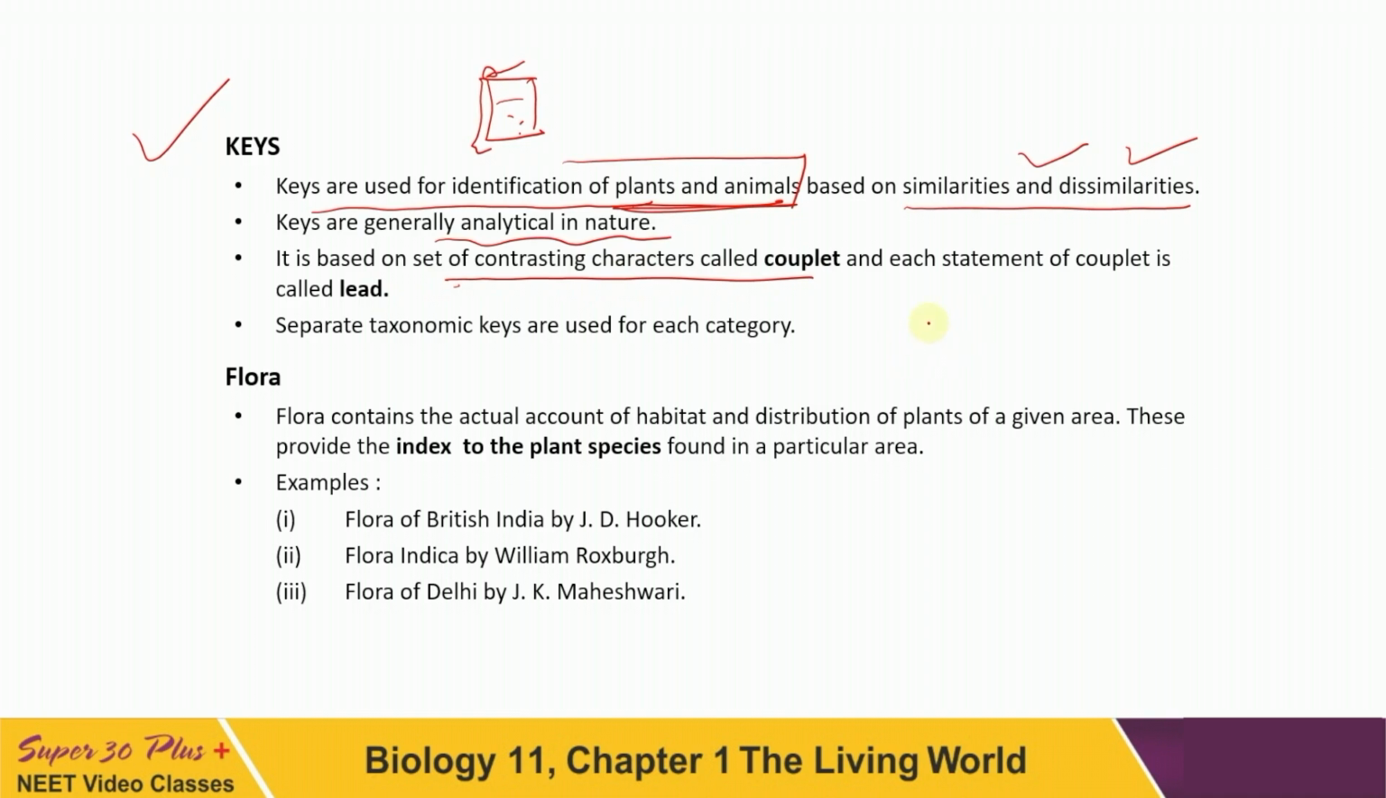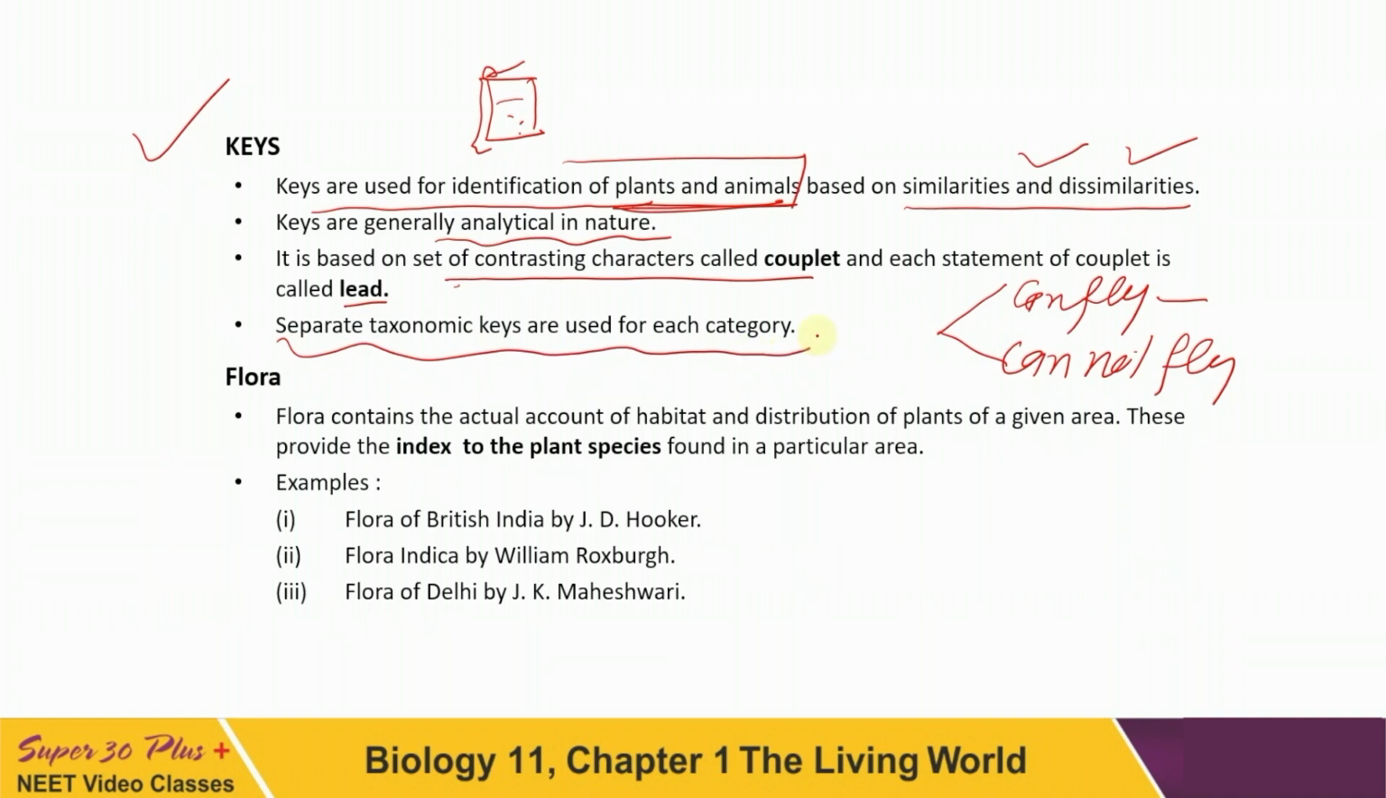The two characters are there. The two characters are known as a couplet. The animal can fly and the animal cannot fly. This is the pair of statements known as a couplet, and each statement is called a lead. And separate taxonomic keys are used for animals and for plants. For species, a separate key. For families, a separate key. And for class, a separate key. This is also an important question.